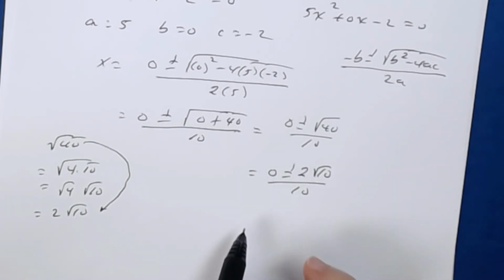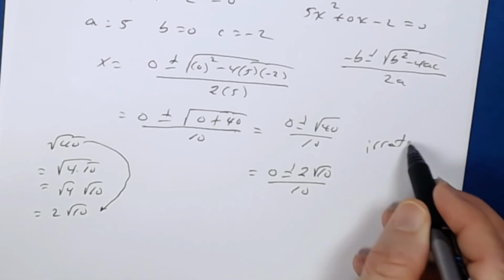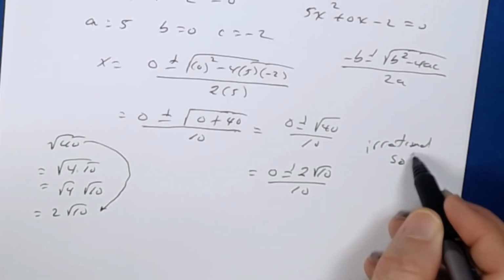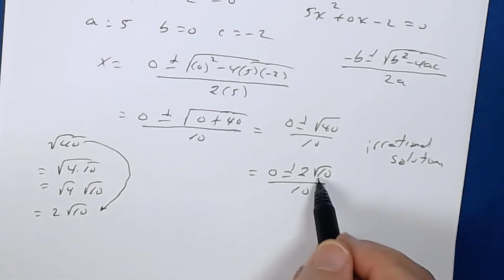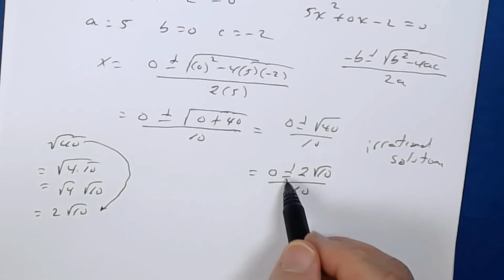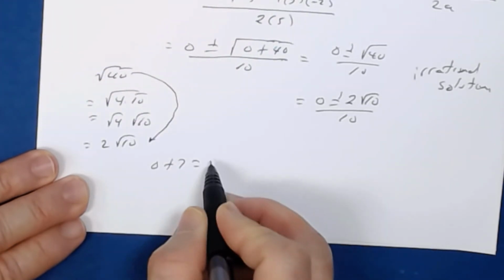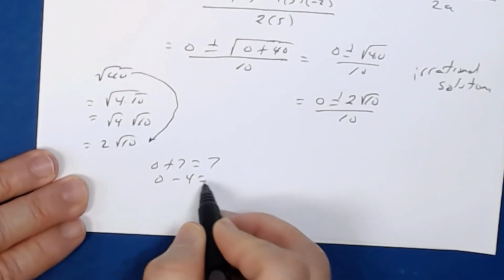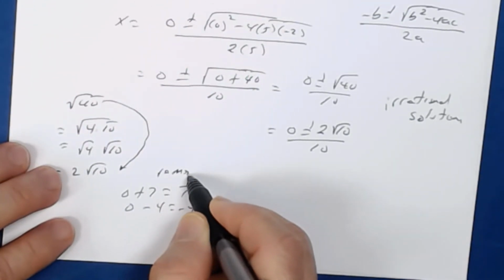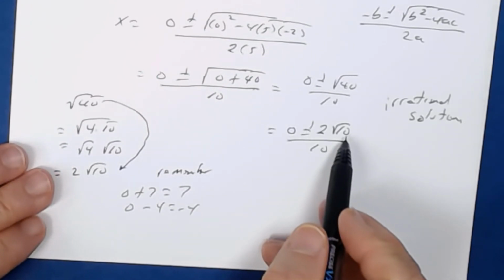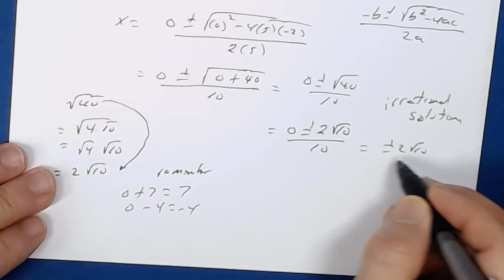What I want you to recognize with that 0 is this. So first of all, I'm going to get irrational solutions, okay? Because 40 is not a perfect square, so you can get irrational solutions. Secondly, what I want you to remember is this. 0 plus 2 square root of 10 and 0 minus 2 square root of 10. So 0 plus or minus 2 square root of 10. Do y'all remember that 0 plus 7 is what? 7, right? 0 minus 4 is what? Negative 4, okay? So just keep that in mind. So if I say 0 plus or minus 2 square root of 10, what is that the same as? Well, that's the same as saying plus or minus 2 square root of 10 divided by 10.